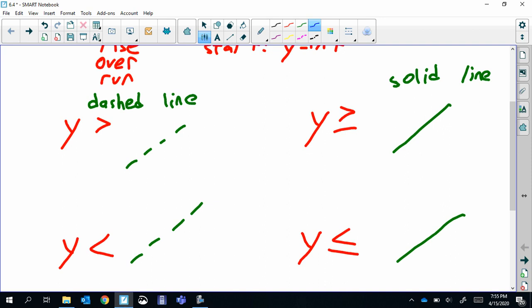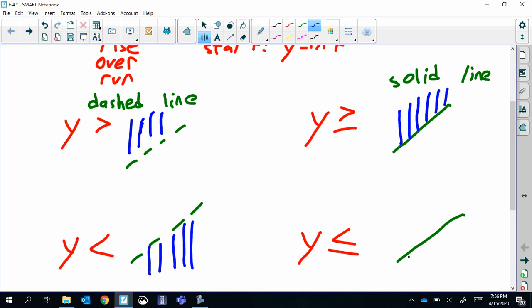The second part is which way do we shade. When we are graphing greater than, we shade above the line. Greater than is above the line. When I do these, I just start at the line and draw straight up from our solid or dashed line. And that's the side that we're talking about. When it's less than, like these bottom two, you start at the line, whether it's solid or dashed, and you just go straight down. Less than would be down. Greater than would be up.